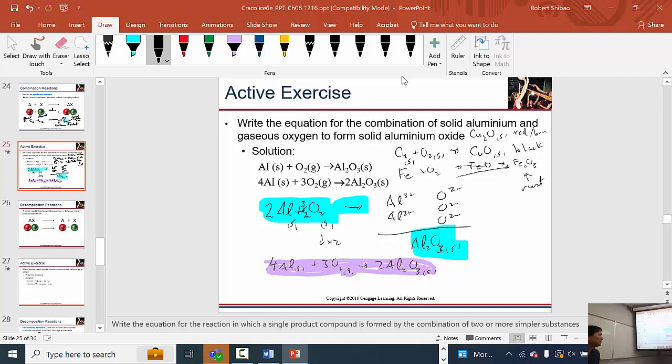So we'll just go to the max charge if you're given a choice. Aluminum, we're not given a choice because there's only one charge for aluminum.